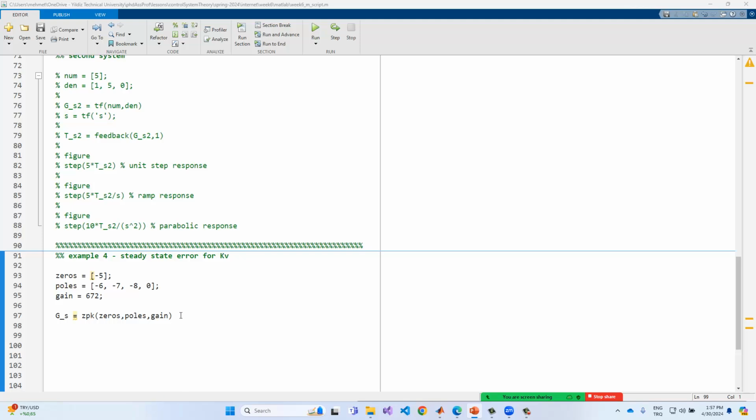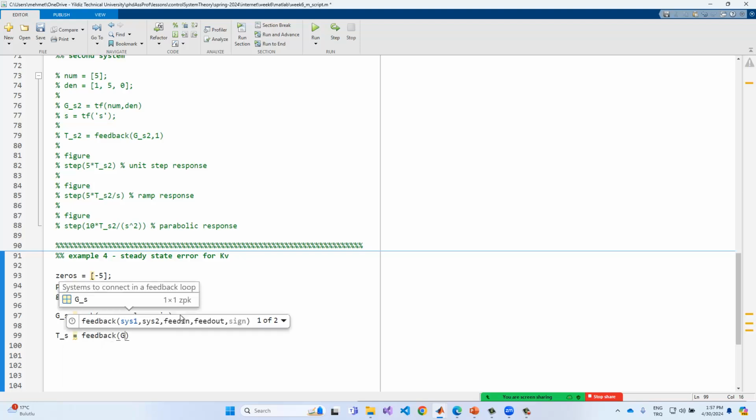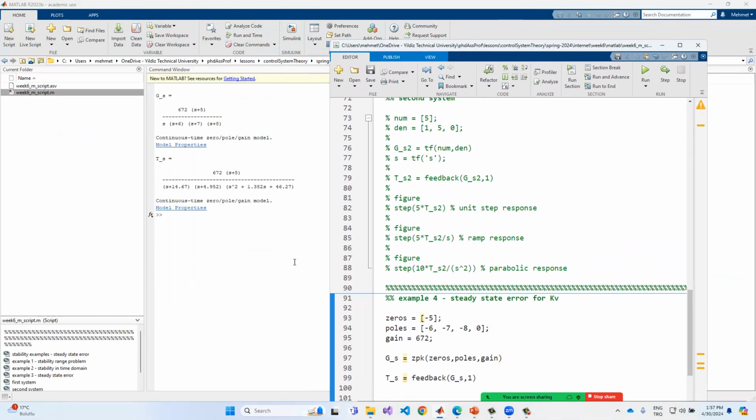And so if this is the case, TS is equal to what? The feedback function can be called in here, GS and 1, right? And so if I run this code, this is the final expression for the R cases. All the poles are given in here, and then we can test this algorithm for the steady state errors.